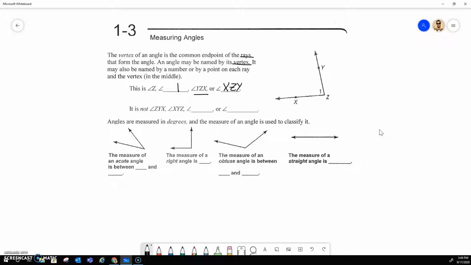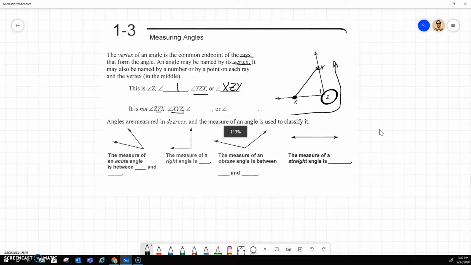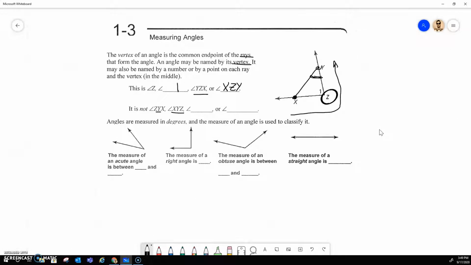It says you cannot name this angle by ZYX. Why is that? Well, because the vertex is not sandwiched in the middle. We always want to go from one ray to the vertex to the other ray. And in the same token, we cannot name it as XYZ because that would be going from this point over to this point and down here, which is technically that angle up there. So always make sure when you're naming an angle by 3 points, one point on each ray and that vertex, that the vertex point is in the middle of the naming scheme.